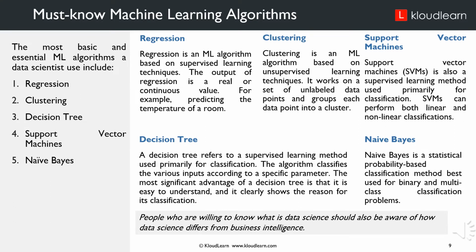Naive Bayes. Naive Bayes is a statistical probability-based classification method best used for binary and multi-class classification problems. People who are willing to know what is data science should also be aware of how data science differs from business intelligence.